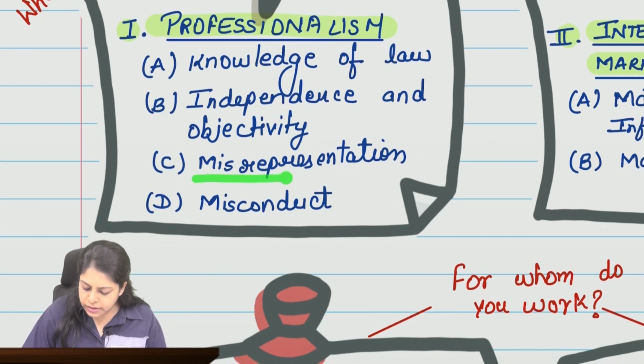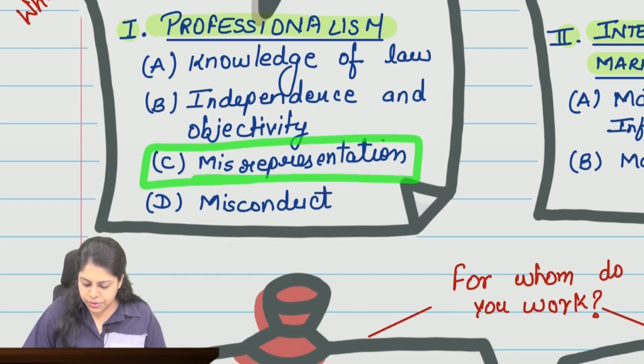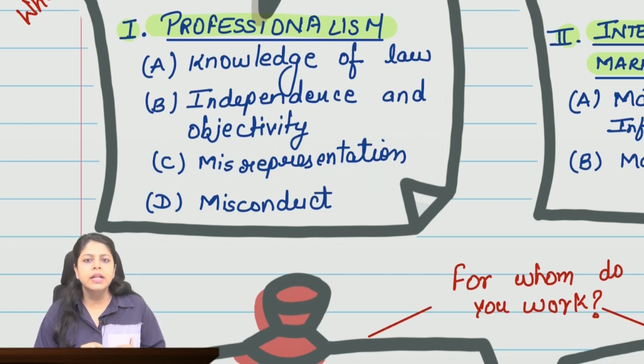The third standard subsection is misrepresentation. Knowingly, you must never misrepresent anything. Unknowingly, by mistake, things can happen, but you will have to prove that it was by mistake or unknowingly. But knowingly, you must not misrepresent anything. For example, you should not write any false report. That is a misrepresentation.